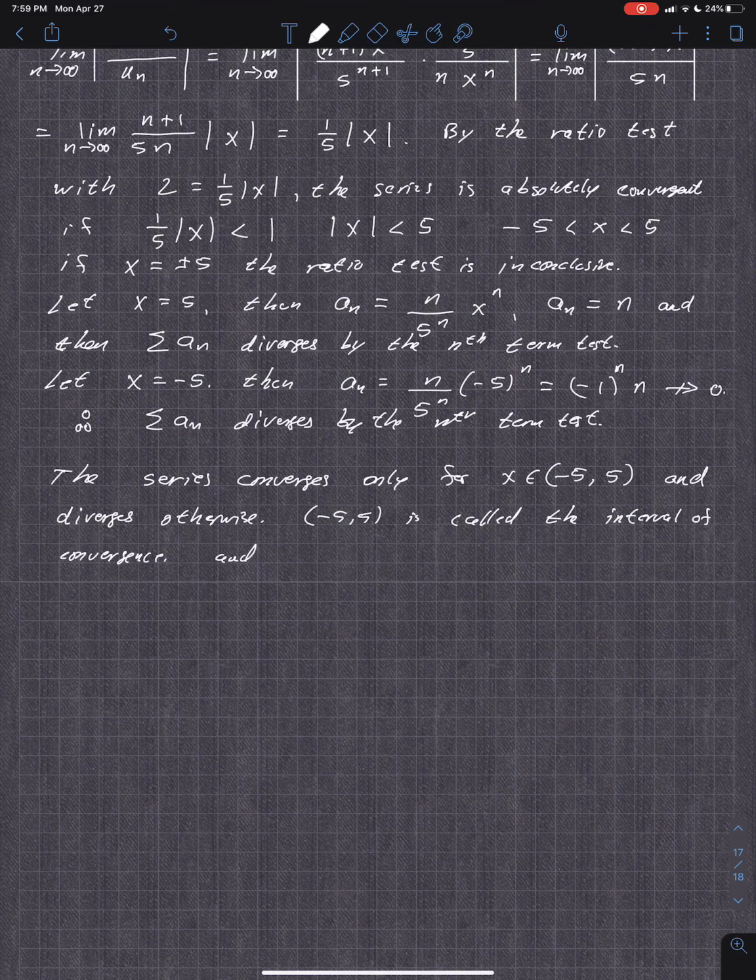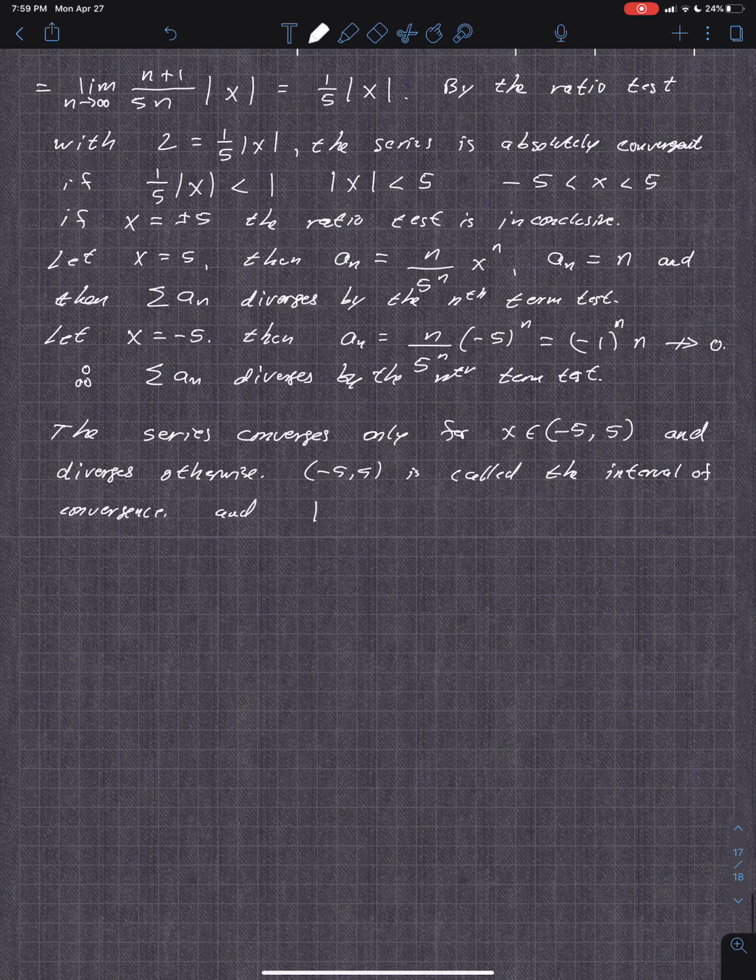And then when you do x minus c, which in our case is x minus 0, which is absolute value of x less than 5, is called the radius of convergence. So 5 is called the radius of convergence.